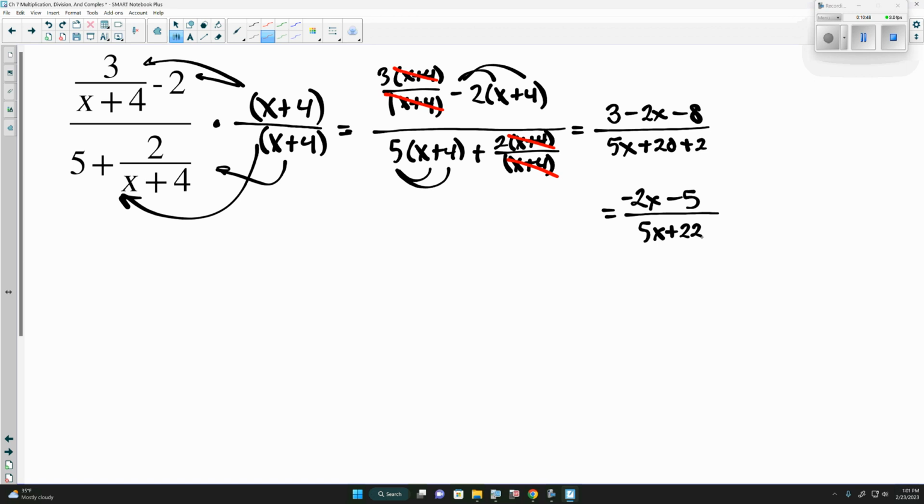Now the question is there a greatest common factor between negative 2x and negative 5? Besides negative 1? No. How about 5x and 22? So that's it there. Questions on this here? How do we feel about these here? Yeah. Want to see one more? Definitely.